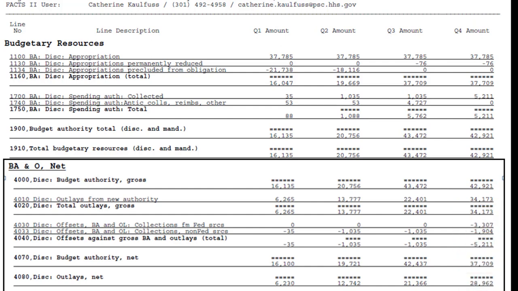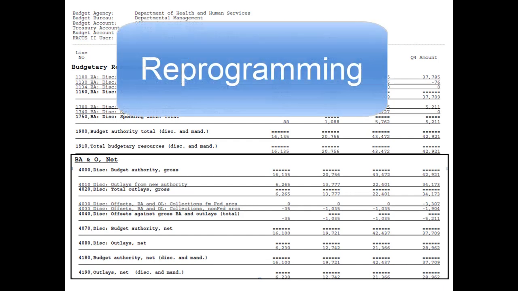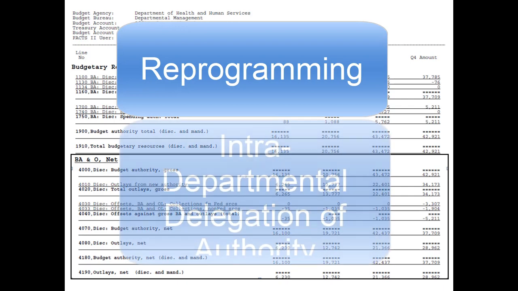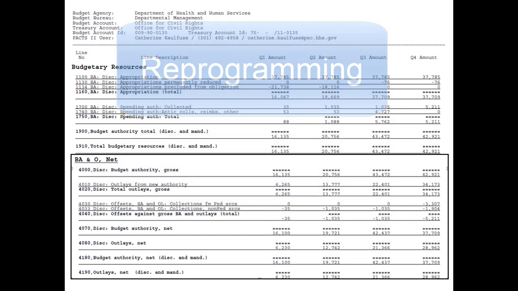We've covered the use of the non-expenditure transfer and expenditure transfer in spending somebody else's money. But before we wrap this up, let's quickly touch on two other processes one might consider examples of spending somebody else's money that do not require a transfer of funds from one account to another: reprogramming and intra-departmental delegation of authority, or IDDA. Let's talk about reprogramming first.